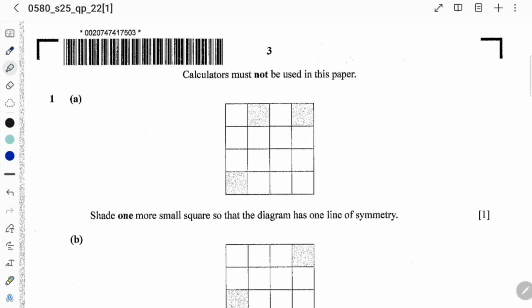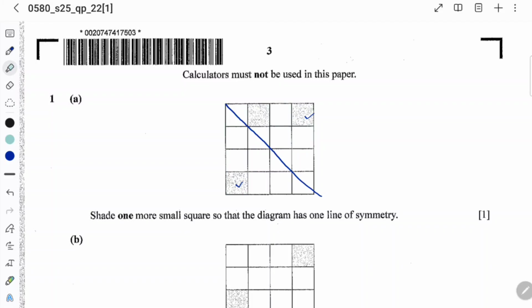Question number 1. Shade one more small square so that the diagram has one line of symmetry. So it's a square, so obviously we know that the line of symmetry is like this, and this is not possible if we just check these two, which is not the line of symmetry. For example, if we check like this, again we do not have the line of symmetry in this way. But if I draw the line like this, okay, we can see these two squares, the line of symmetry is okay.